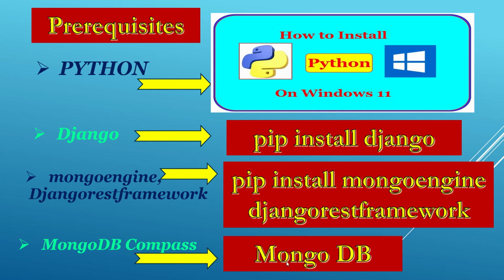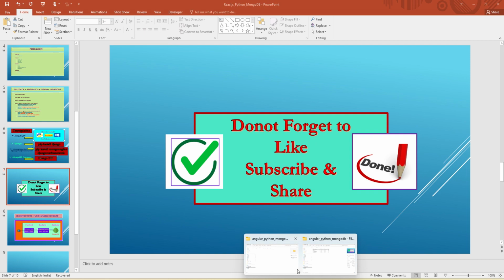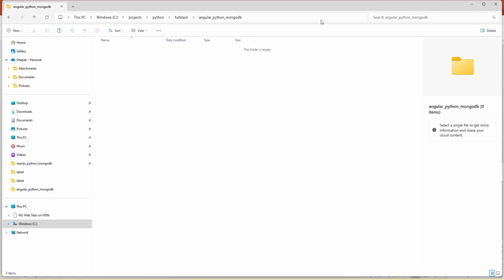Next, we need to install the MongoDB database, and for that we can use MongoDB Compass, which is a tool that provides the user interface to create a MongoDB database, and we can do other operations using this MongoDB Compass. So this is about all the prerequisites we need to be ready with to create our Python backend application. Now, without any further ado, let us jump into the coding part.